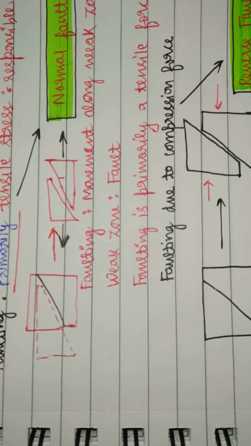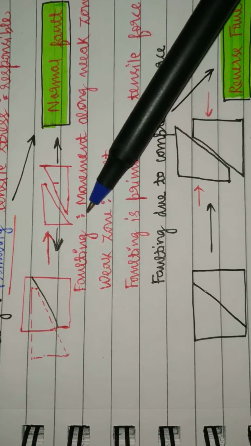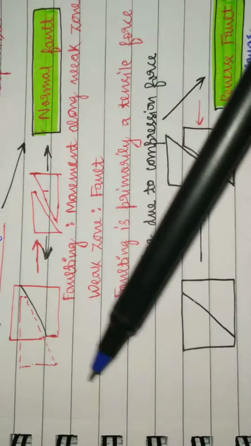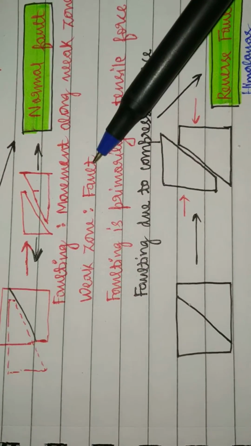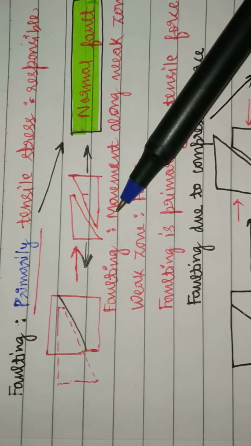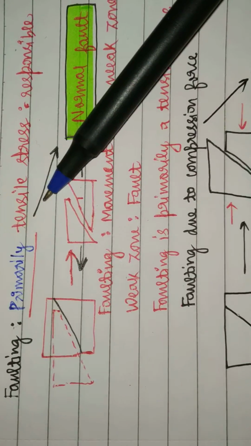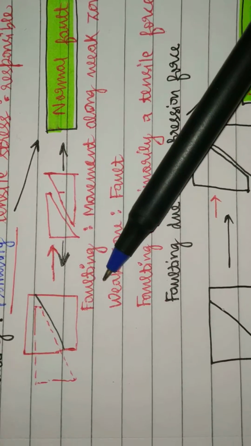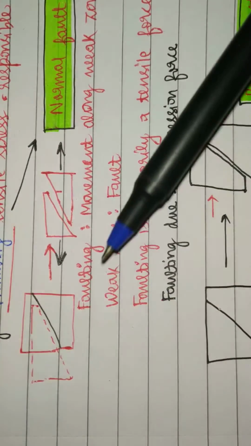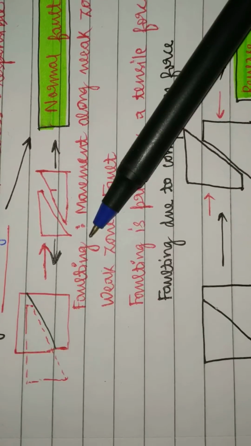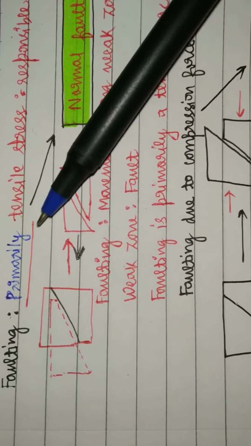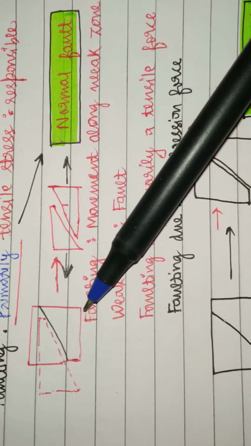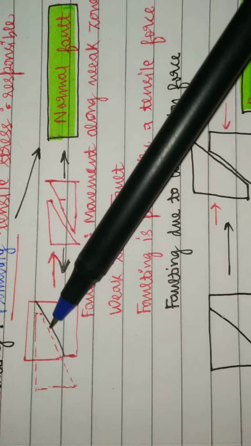See, faulting primarily is the process of movement of the rocks along the weak zone. This weak zone is known as fault. Primarily, faulting is due to the tensile stresses. Okay, tensile stresses is moving apart. When you stretch a rubber band, tensile stresses accumulate in the rubber band. The very same stress when applied on the rock leads to faulting.